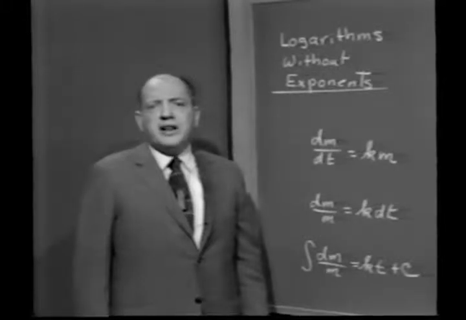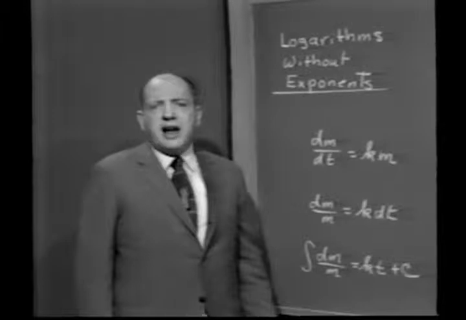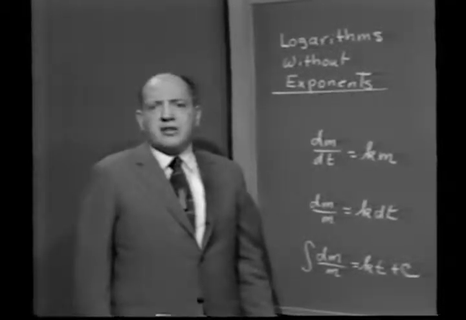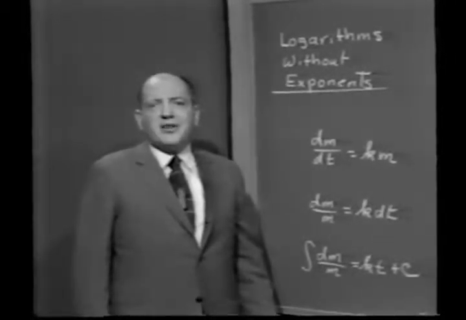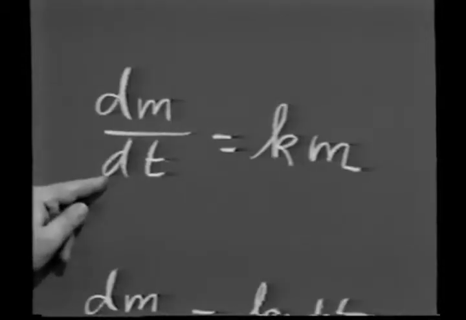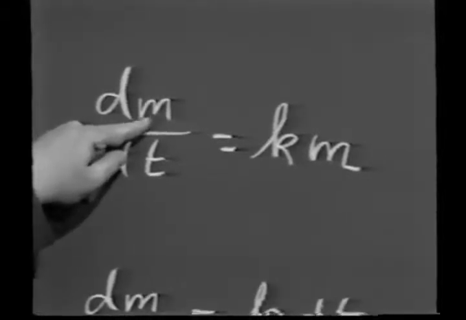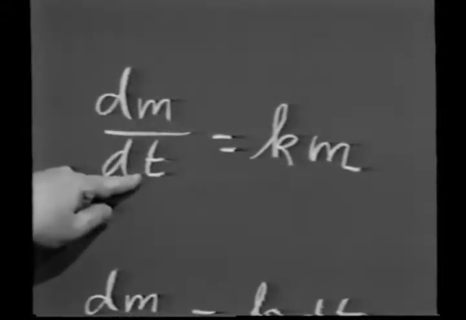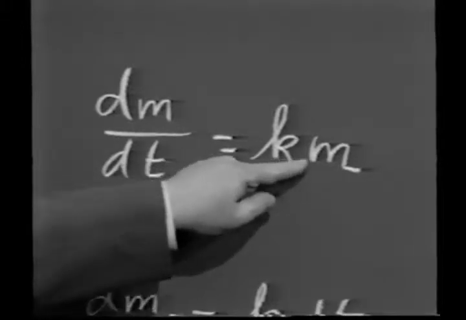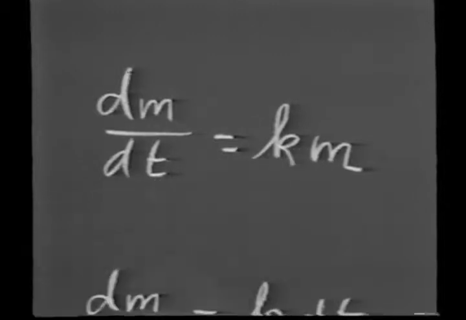rather straightforward physical principle, a principle that I'm sure we believe permeates many real-life situations. It's what I call the rule of compound interest. Namely, let's suppose we have a physical situation in which the quantity that we're measuring, which we'll call m, in other words, the rate of change of the quantity is proportional to the amount present. dm/dt equals km.